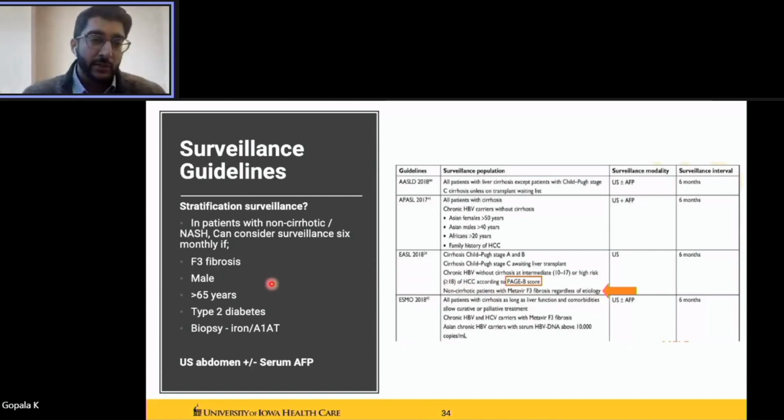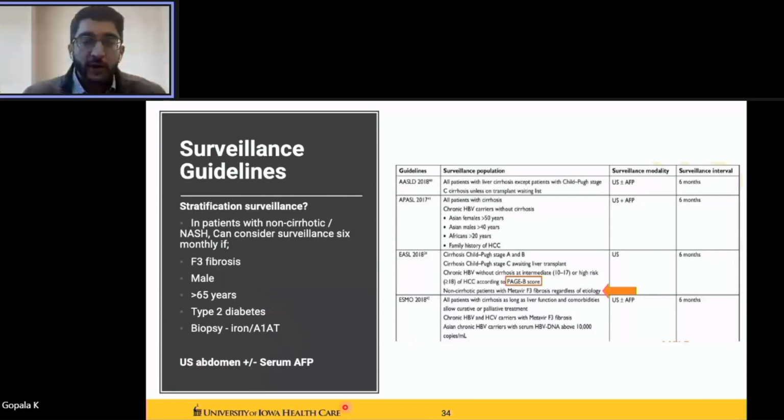So I would recommend patients who have F3 fibrosis on biopsy or a scoring system or FibroScan, who are males, greater than 65 years, type 2 diabetes, possibly could screen with ultrasounds for development of HCC.